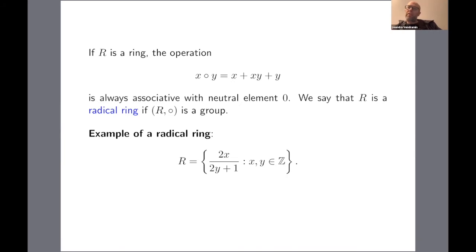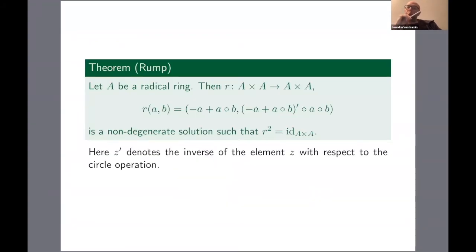And here you have a very concrete example of a radical ring, right? This set with the usual operations is a radical ring. And as I said, Rump proved that radical rings produce solutions. So he gave a very, very explicit map, a very explicit description of the solution you can produce with a radical ring. You see, I wrote this using only the addition of the ring and the circle operation. And then, of course, I need to use that indeed I have a radical ring. I need to use the inverse of an element with respect to the circle operation. This is the prime that you see in the second coordinate, okay?